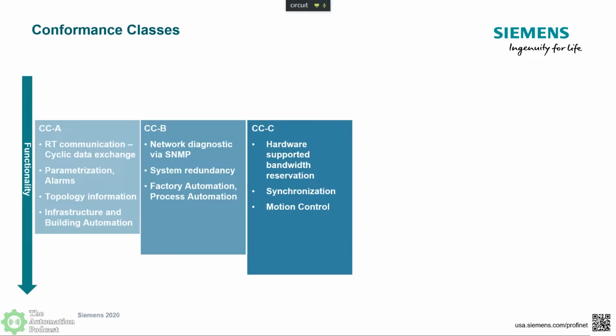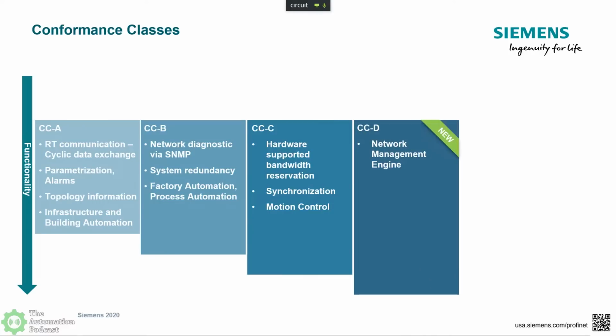So conformance class C devices need hardware support for the bandwidth reservation. We will come to that later on. And it also needs synchronization of the network nodes. So each network has to be synchronized with a sync master so that they have a common understanding of the time on the network. And those conformance class C devices are commonly used in motion control applications where precision is key.